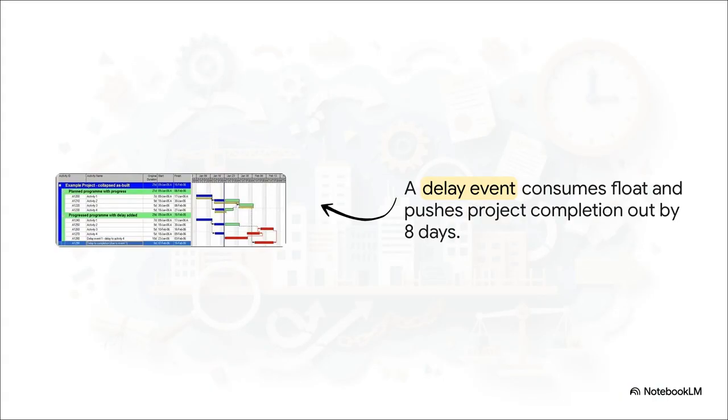Take a look at the top bar chart. That's the plan. You can see that activity 4 clearly has some float, some wiggle room. Now look at the bottom chart. We've inserted a 10-day delay. See what happens? First, it eats up all of that activity's float. And only then does it start pushing the project's critical path out, resulting in a net 8-day delay to the whole project. That right there is a TIA in action.